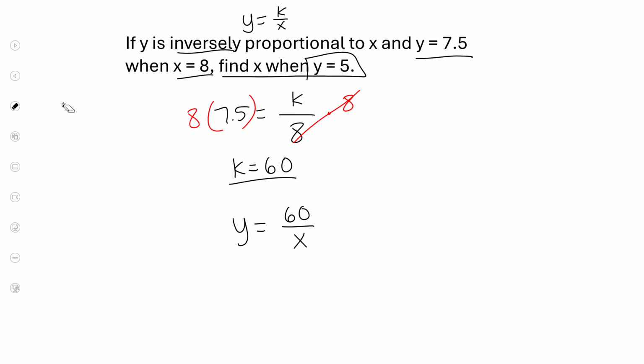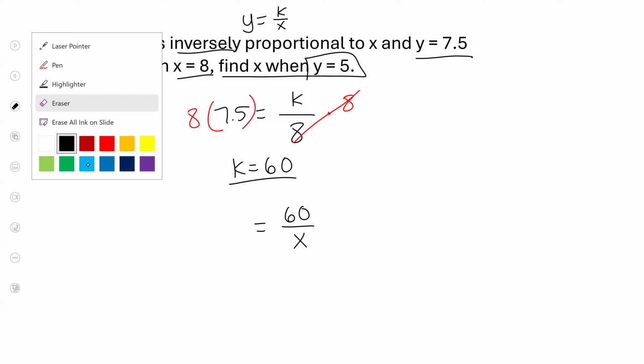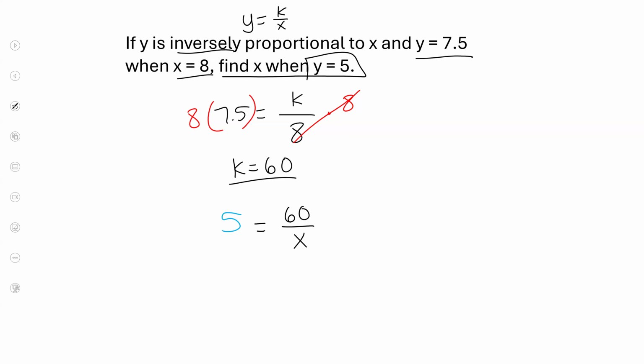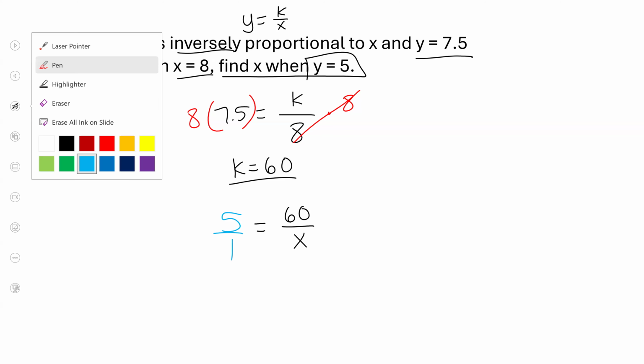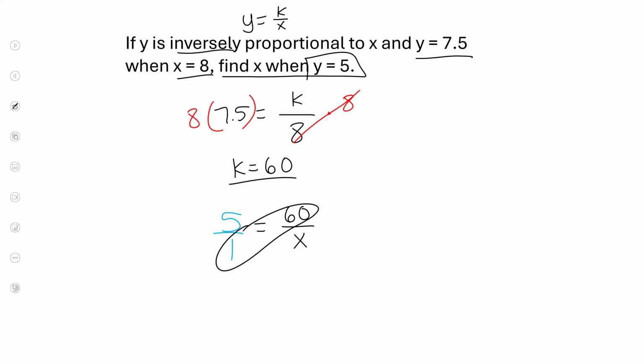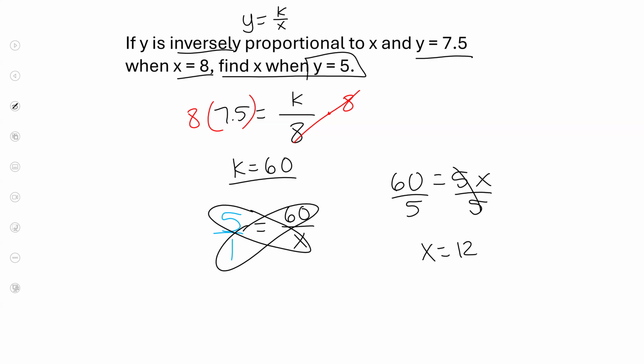Okay, find X when Y is 5. So they're telling me Y is 5. Okay, turn it into a fraction. I can cross multiply. 1 times 60 is 60. 5 times X is 5X. Divide both sides by 5. I get X is 12. That's my answer.